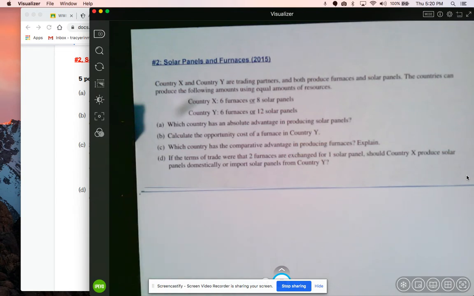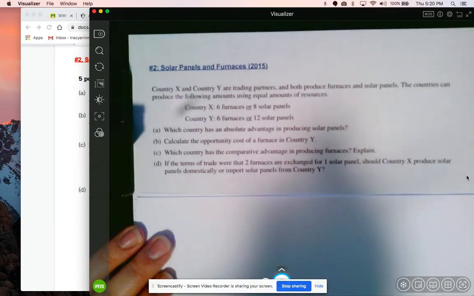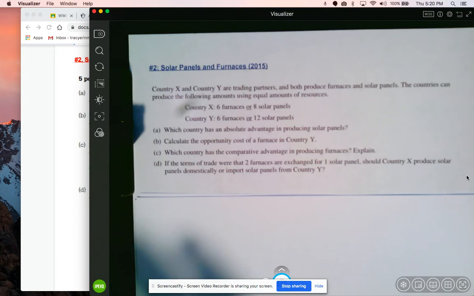So this question was from the 2015 exam. It's also located in the FRQ Frenzy packet, and you also would be expected to do something like this FRQ just based on your experience from Unit 1 alone. So the first thing here is that it says country X and country Y are trading partners and both produce furnaces and solar panels. The countries can produce the following amounts using equal amounts of resources.